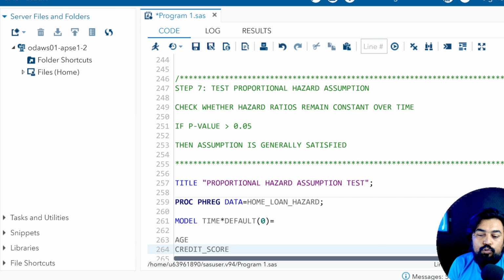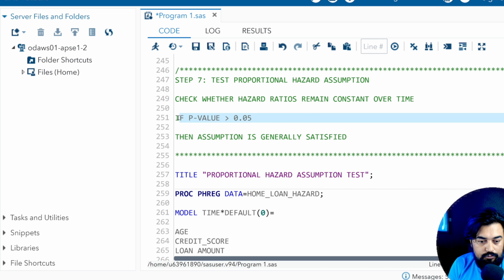This is validate model assumptions. What I'm trying to achieve here is basically to test the proportional hazard assumption, and check whether the hazard ratio remains constant over a period of time. P-value, all of you should know. If you're not from a statistics background, check my video on P-value. Then assumptions are generally satisfied.